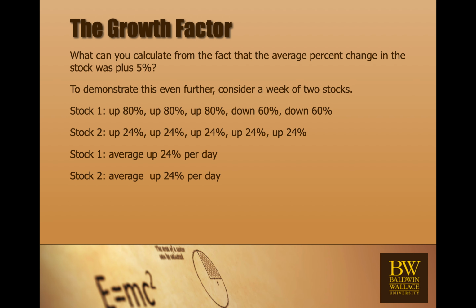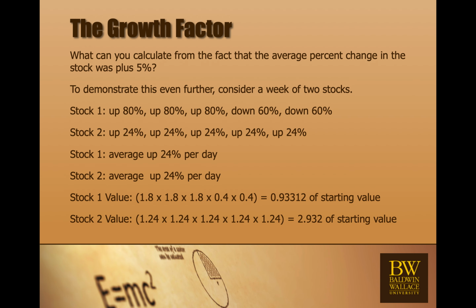If you get the value of stock 1, if it goes up 80%, you multiply by 1.8. If it goes down 60%, you multiply by 0.4. So stock 1 has a value of 0.933 of its starting value. You lost money. It's less than 1. You have 93.3% of what you started with. Stock 2, of course, is much better. You nearly tripled your money.